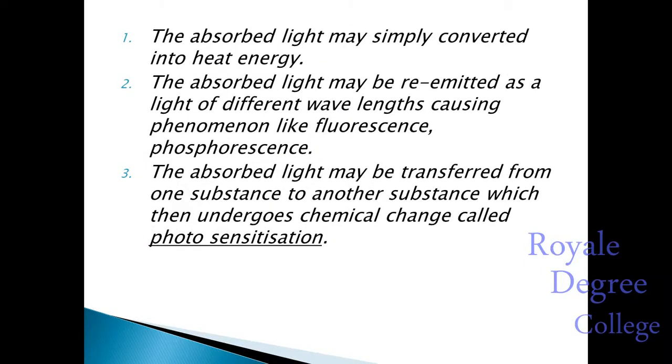What are those changes? The first one is the absorbed light may simply convert into heat energy. Or the absorbed light may be re-emitted as light of different wavelengths, causing phenomena like fluorescence, phosphorescence, etc. And the third one is the absorbed light may be transferred from one substance to another substance, which then undergoes chemical change, called photosensitization.